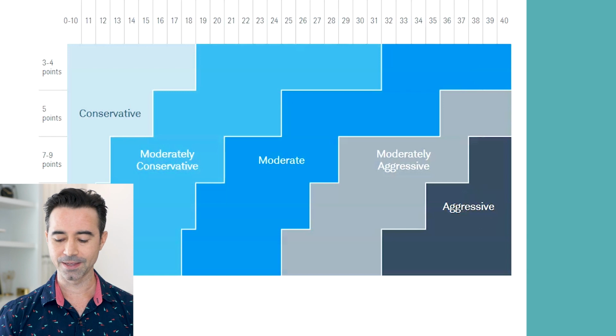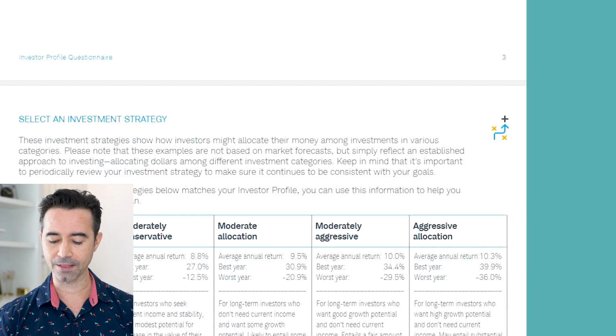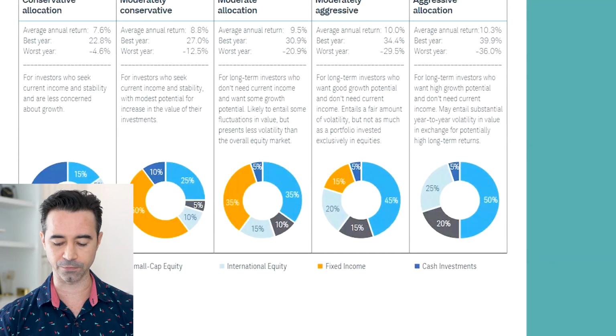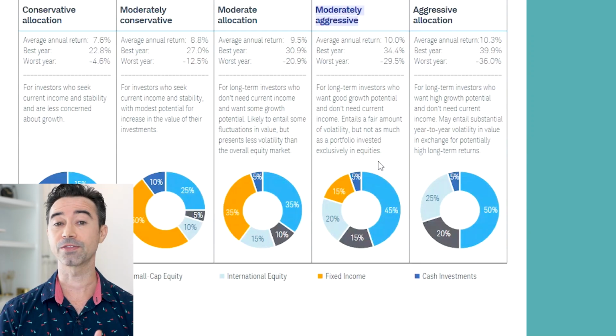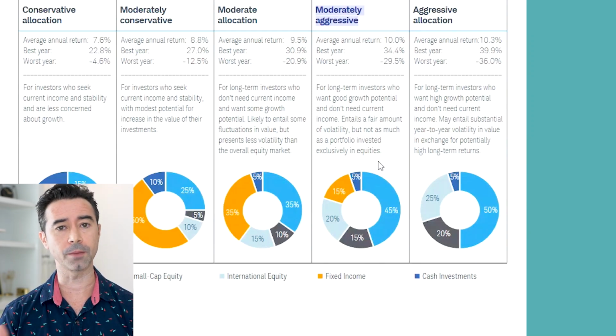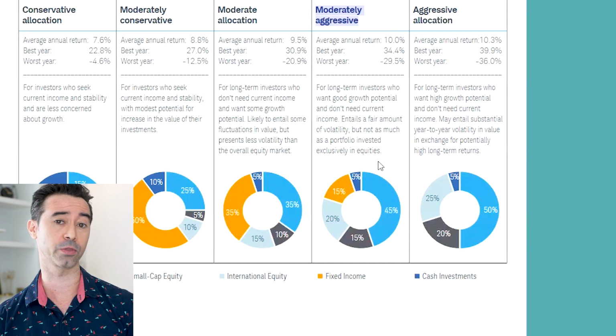And at the bottom, it's going to actually show you the different allocations that you can use with these different risk profiles. Now here's the thing, this is not a 3-fund portfolio that Schwab is showing you, but we can kind of turn this into a 3-fund portfolio.